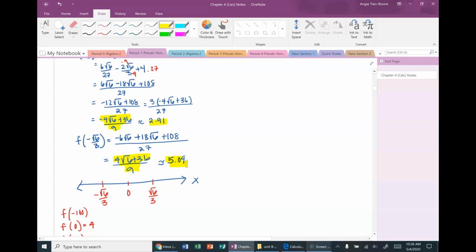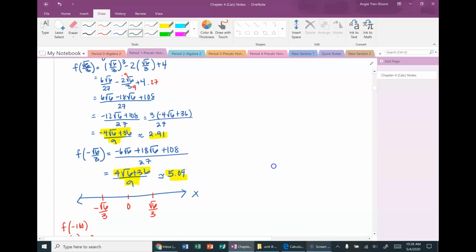So the first one was, let's plot that really quickly. When x was a positive rad 6 all over 3, y was about 2.91. So I'm going to make it right there. F of 0, we just did that. That was 4, so it looks like that. Oh, I just plotted the wrong side, didn't I? When it was negative rad 6 over 3 it was 5.09, so it's higher than 4. And then when x was positive rad 6 over 3 it was 2.91, so it's down here.